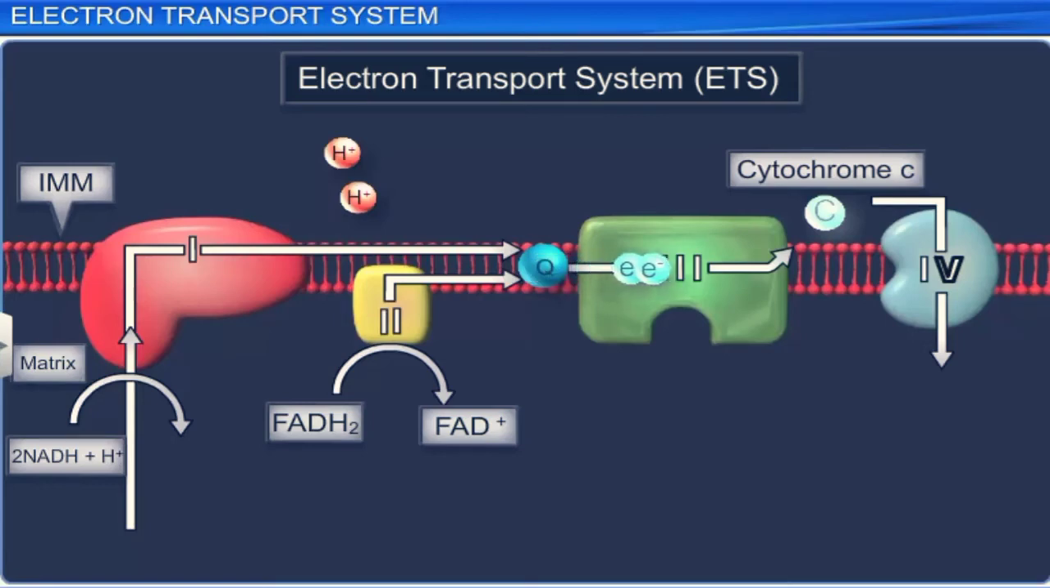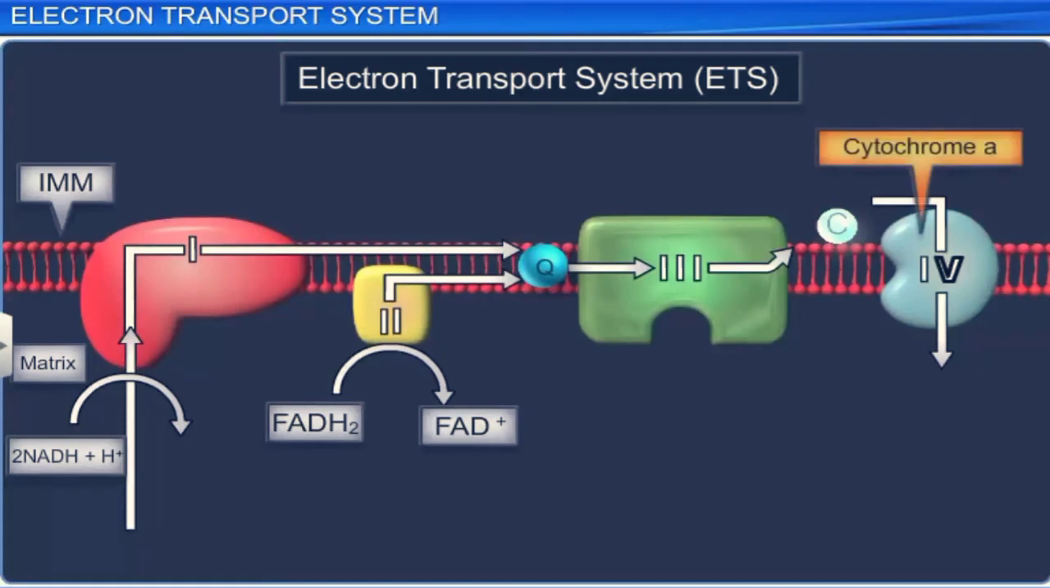Ubiquinone transfers the electrons to complex 3. Complex 3 transfers the electrons to complex 4 through cytochrome C. Here too, some protons are moved from the matrix of the mitochondria to the intermembrane space. Cytochrome C is a mobile carrier attached to the inner membrane of the mitochondria and helps in the transport of electrons between complex 3 and complex 4.